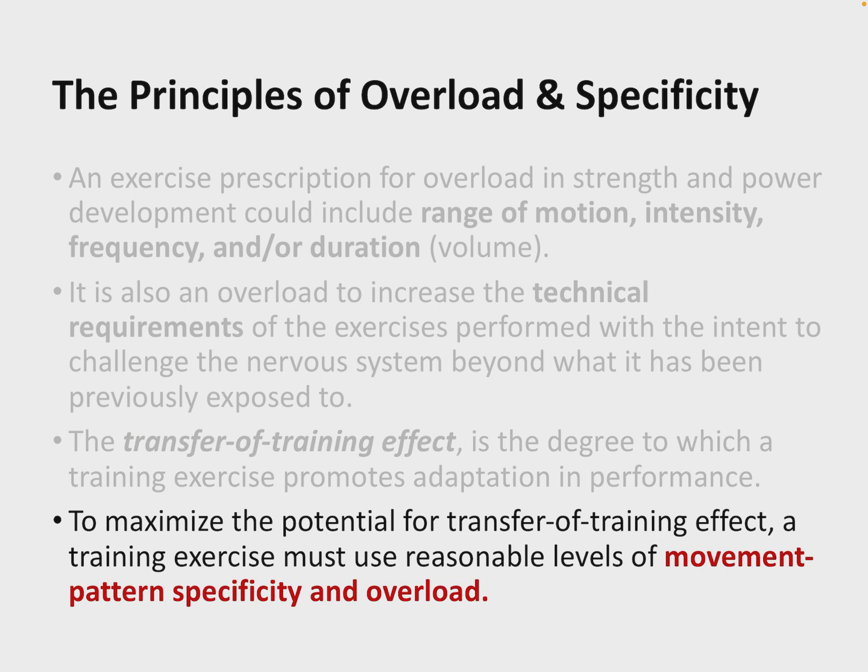We also want to maximize the potential for transfer of training effects. To do that, a training exercise must use reasonable levels of movement pattern specificity and overload. So this is why at this point we've paired these two principles together. So let's say you were doing running for a purpose, such as improving speed in soccer. The movement pattern itself of running is specific to soccer, but the overload, however, might not be present if the individual isn't hitting their max velocity, or at least a similar velocity to what they would reach during a soccer match. So again, we want to consider both our overload and the specificity.